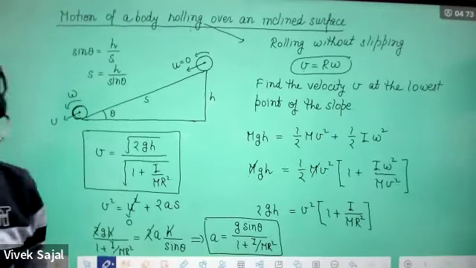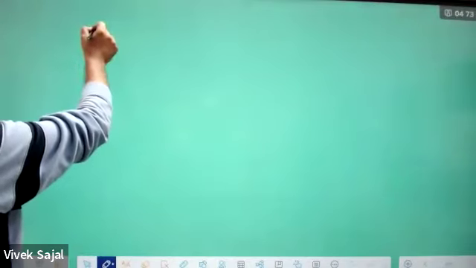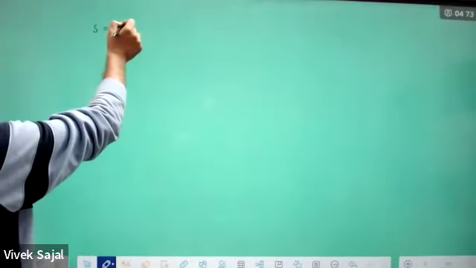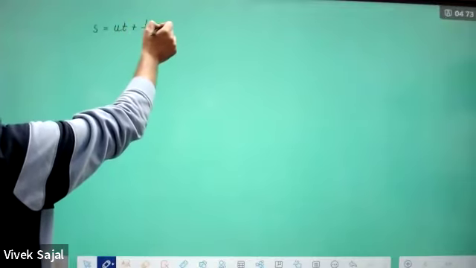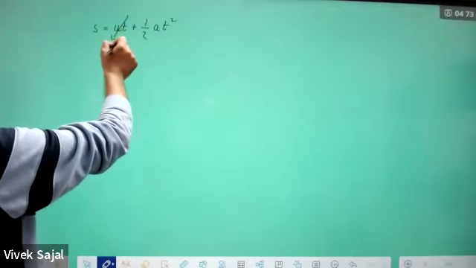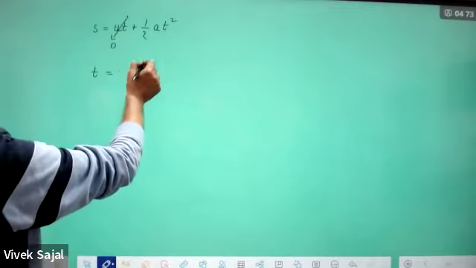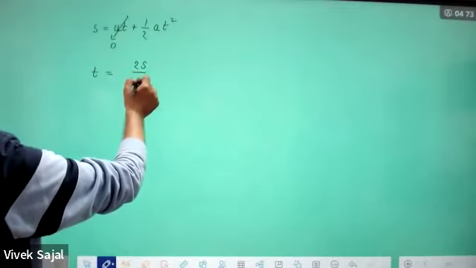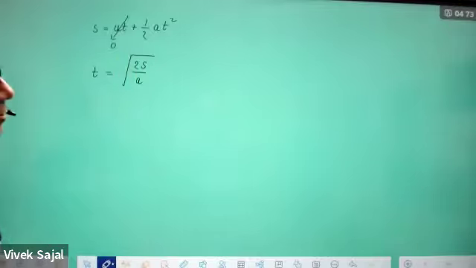time will be, how much distance is traveled, that is s. So s will be ut plus 1 by 2 at square. So this u is 0 here. So time t will be equal to 2s upon a, and this will be square root of this.